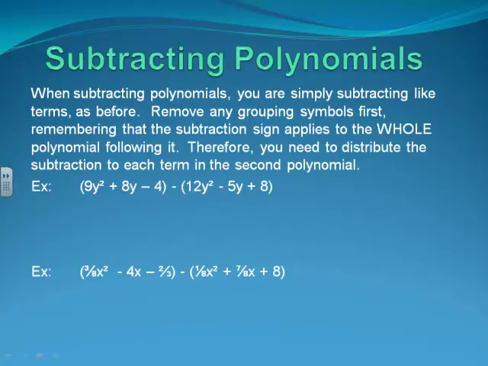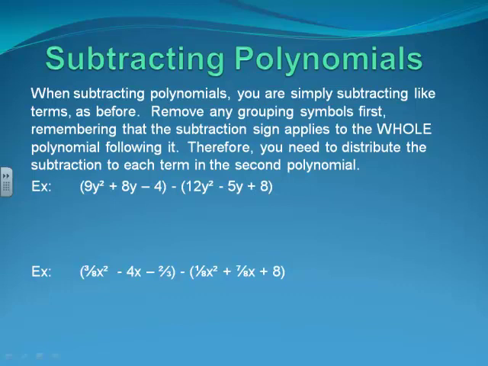All right, let's look at subtraction then. When subtracting polynomials, you are simply subtracting like terms as before. Remove any grouping symbols first, remembering that the subtraction sign applies to the whole polynomial following it. That's important. Therefore, you need to distribute the subtraction to each term in the second polynomial. And this is from a previous module.